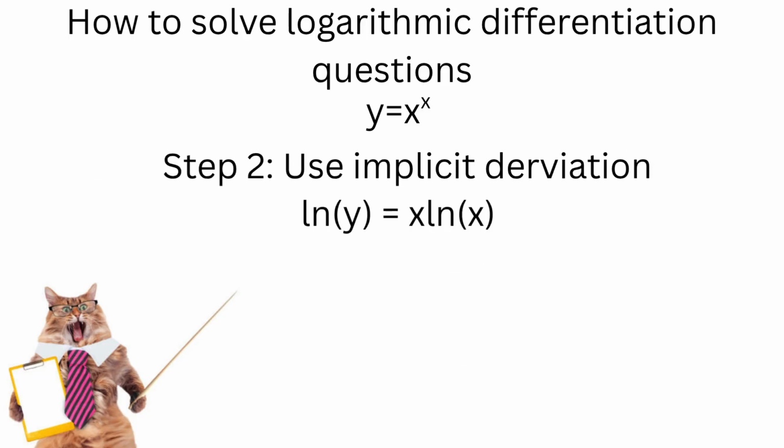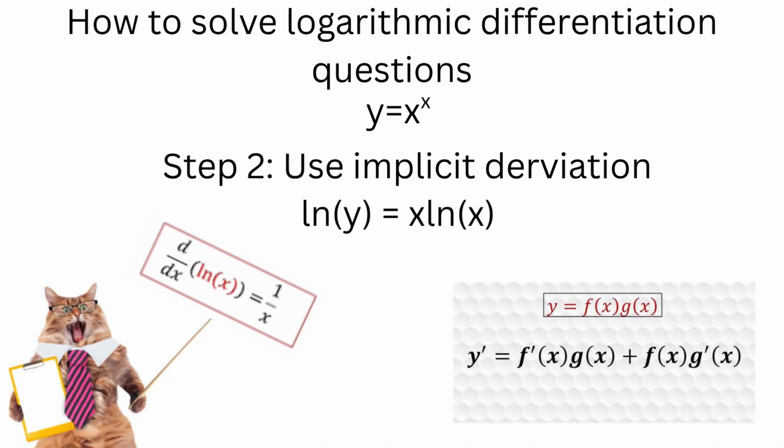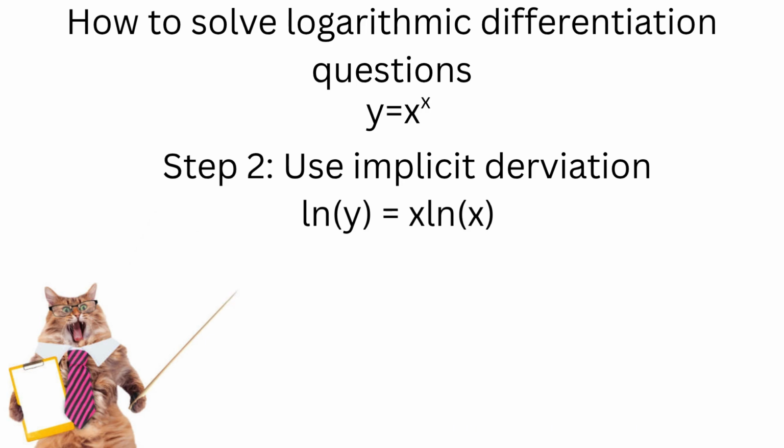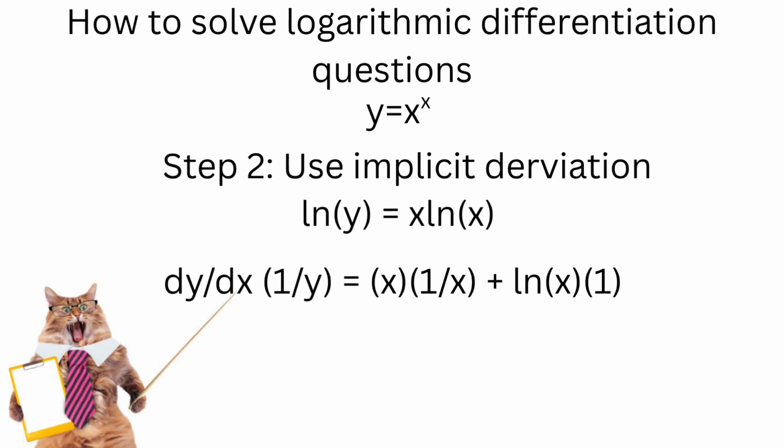Now let's move on to step 2, where we use implicit derivation to find dy dx. Before we go any further, let's just do a quick refresher on how to do the derivative of the natural log and using the product rule. So the derivative of the natural log of x is equal to 1 over x, while the product rule is the derivative of the first times the second plus the derivative of the second times the first. Once we do this, we get dy dx times 1 over y equals x times 1 over x plus the natural log of x times 1.